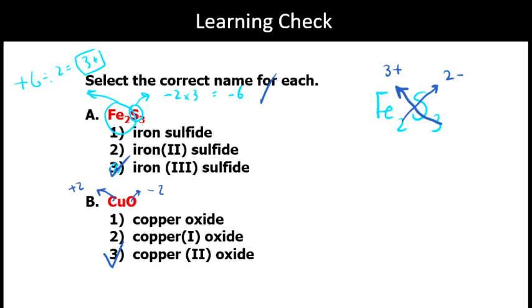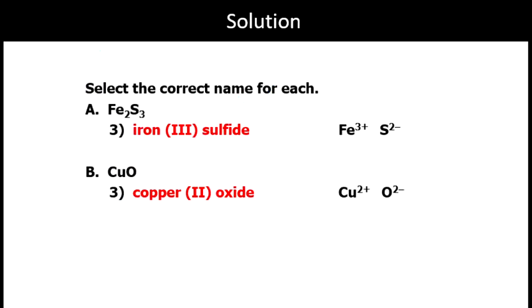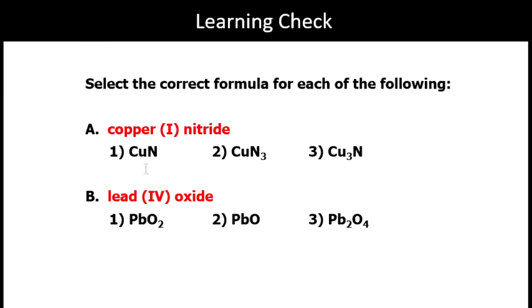Please look at these examples and make sure you are able to solve them, like this example we had. Next question, what is the correct formula for each? Copper 1 nitride, lead 4 oxide. So you may pause this video and answer these questions.